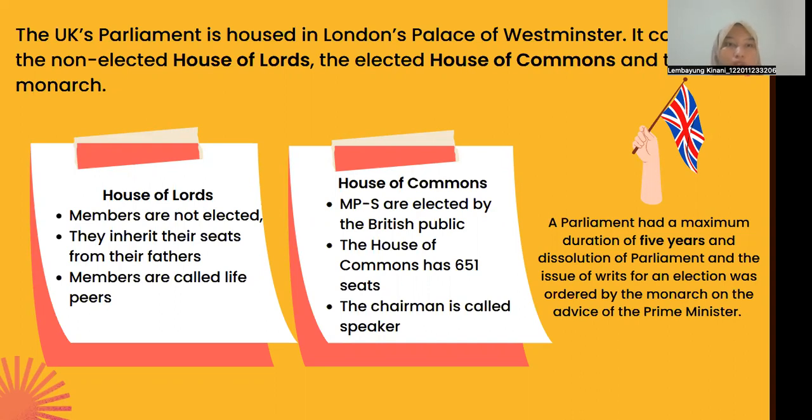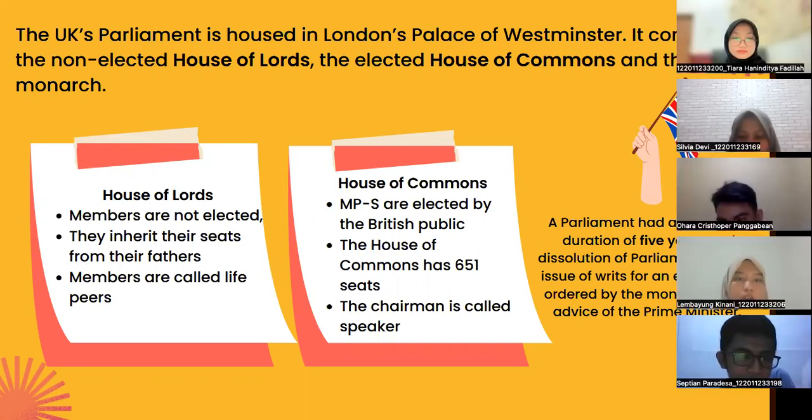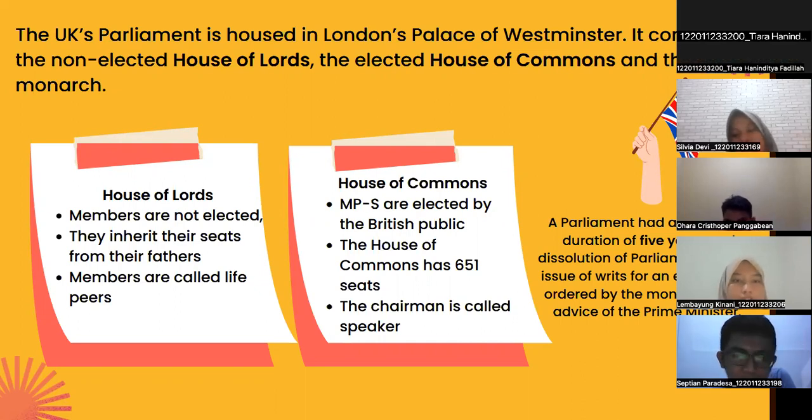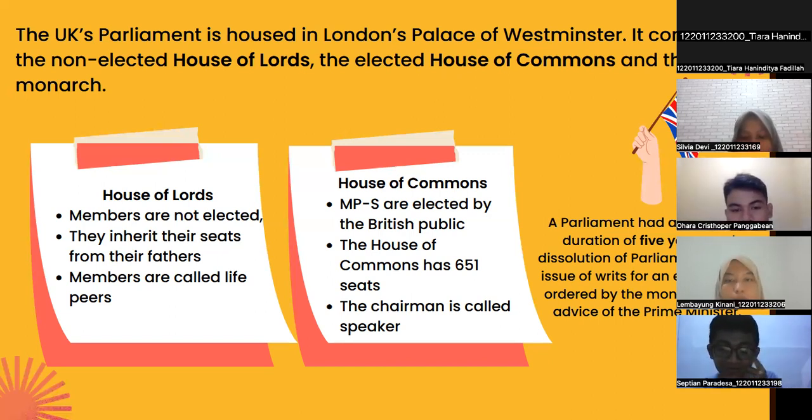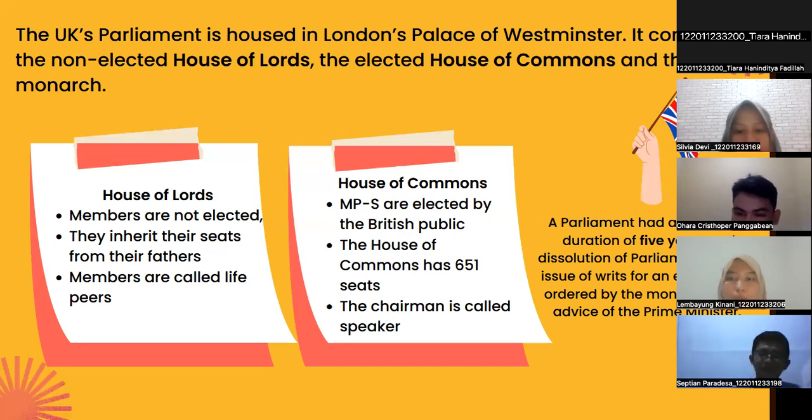So, House of Lords. The members of the House of Lords are not elected. They inherit their seats from their fathers, and the members are called life peers. For the House of Commons, MPs, or members of parliament, are elected by the British public or British citizens. The House of Commons has 651 seats, and the chairman is called the Speaker. A parliament has a maximum duration of 5 years, and any dissolution of parliament and the issue of writs for an election is ordered by the monarch on the advice of the prime minister.